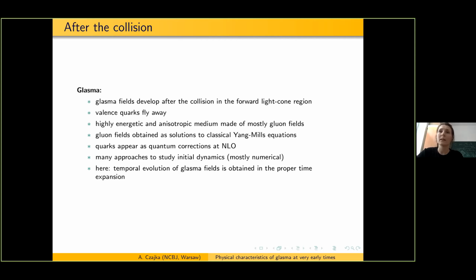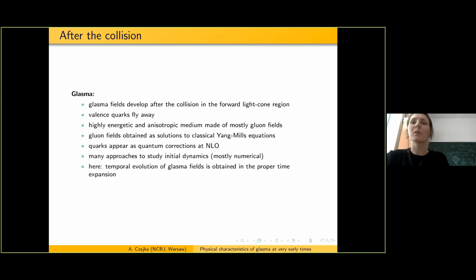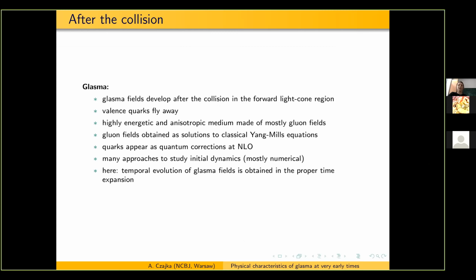And again, gluon fields, of course, are obtained as solutions to classical Yang-Mills equations. It's important to know that the valence quarks escape, but quarks can still be produced, mostly by including quantum corrections, which appear at next-to-leading order. And also there are many more approaches to study initial dynamics, mostly based on numerical simulations, like Monte Carlo methods, or numerically solving the Yang-Mills equations.